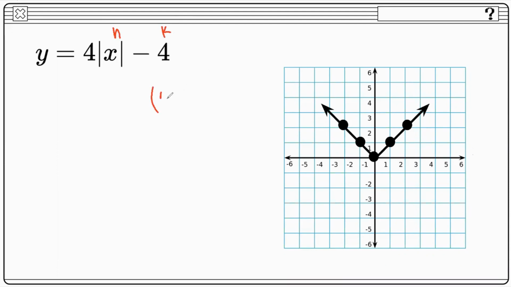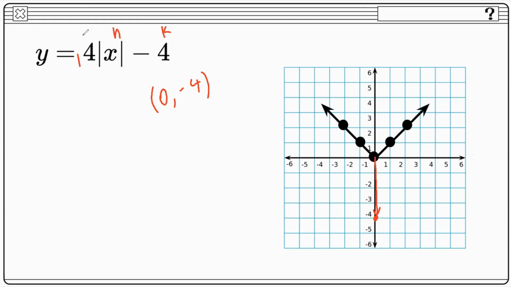In this case, we don't have an h value, so that would just be 0, and our k is going to be -4. So we know that our vertex is going to be here at (0, -4), and that reflects that translation 4 units down. So you see that our vertex is going 4 units down. And from there, we can go ahead and start graphing our other points.